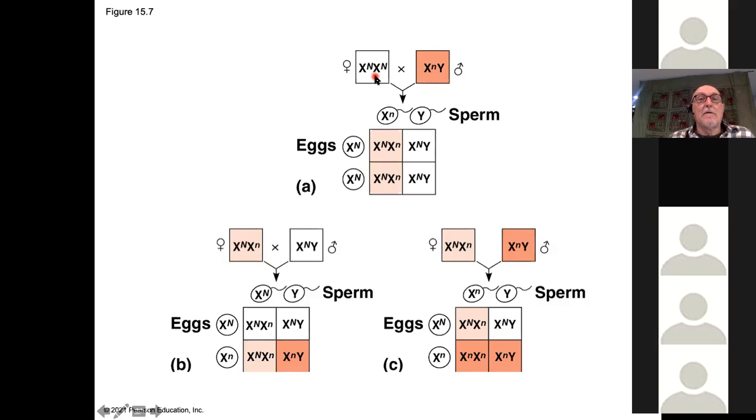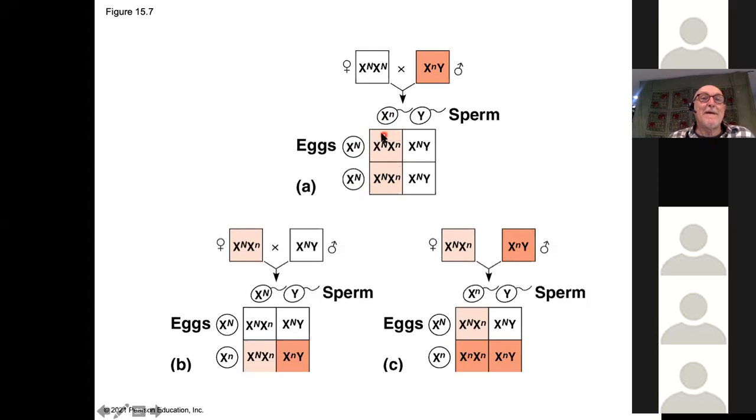Now let's have fertilization. His sperm, what sperm can he produce? He can only produce X^n, the mutant, the color blindness, and Y. The female is homozygous and she has normal vision. She just produces X^N, X^N. Let's fertilize, and what you get is big N, little n, heterozygote. Big N, little n, heterozygote.